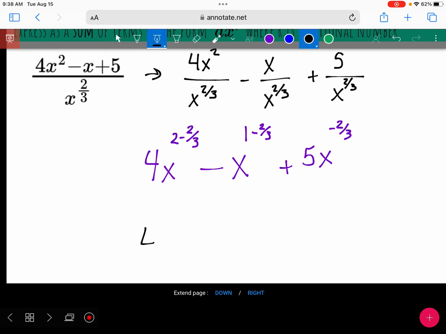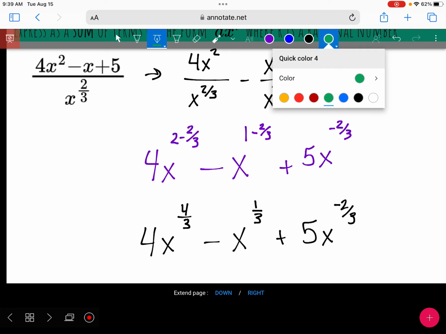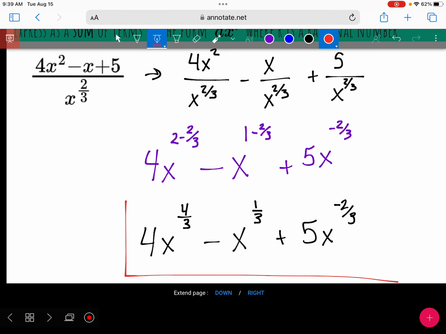So we have 4x to the 2 minus 2/3, which is 1 1/3 or 4/3, minus x to the 1 minus 2/3, which is 1/3, plus 5x, I can't simplify this at all, to the minus 2/3. And that's the answer they're looking for here.